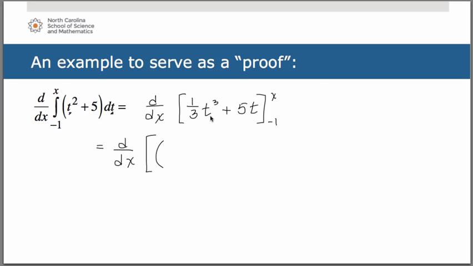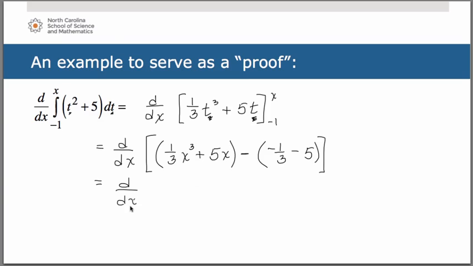So if I substitute in x here, I have 1/3 x cubed plus 5x, minus, now I need to substitute in the -1. When I do that, I have -1/3, and it's plus a -5, so I'll just write it as -5. I'm going to go ahead and simplify what I have in the square brackets. So now I've done pretty much all I can do according to the first fundamental theorem of calculus, but I still have this derivative out there to take. So I'm going to take the derivative of the expression in the square brackets, which would have been the antiderivative.